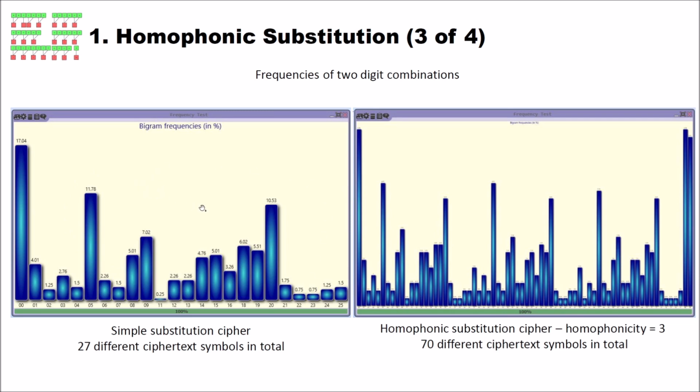And we did the same with the homophonic substitution cipher, as I said, with a homophonicity of 3. So we have chosen 3 different ciphertext symbols for our homophonic substitution cipher. And here we have in total 70 different ciphertext symbols. This is because some of the plaintext letters only occur once or twice, and therefore we didn't use all homophones for these letters. But as you can see here, this is a very big graph with 70 different ciphertext symbols.